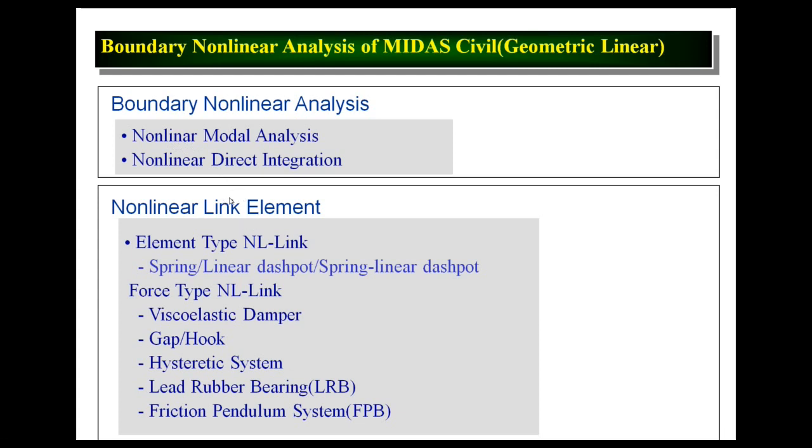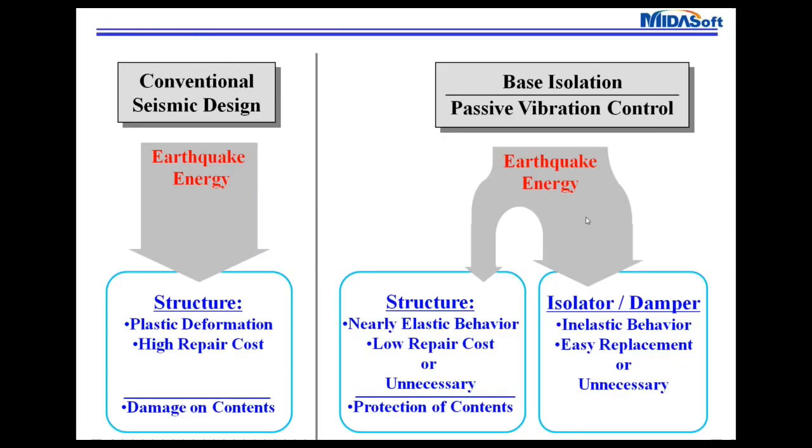As far as the elements that we'll be using, the first kind that I want to talk about are element types of the nonlinear link. So these are spring/linear dashpots. And then we also have force type nonlinear links: viscoelastic dampers, gaps, also known as hooks, hysteretic systems, and lead rubber bearings, also known as LRBs. We'll be focusing on this one in particular today, how to model and define those. And then we'll also be going over the friction pendulum system, FPS. We actually won't be going into a live demonstration of how to use this, but I will show you where the input is available to you.